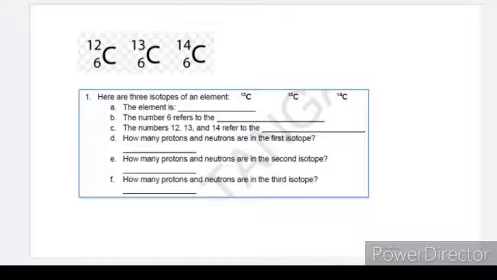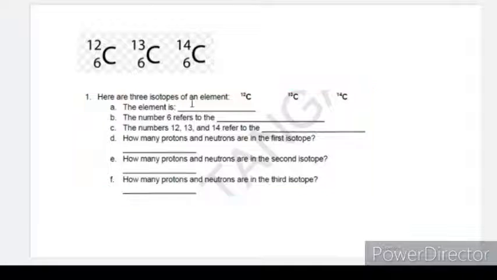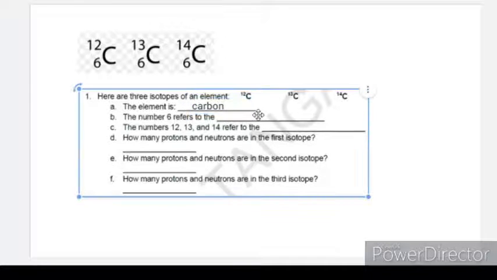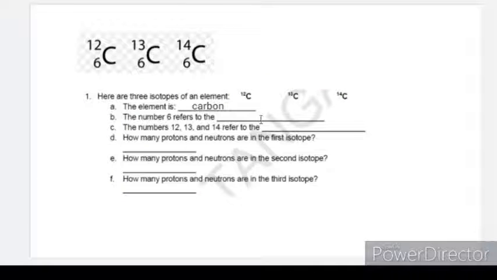How do we answer now the following questions? Letter A, the element is, for this case, carbon. The number 6 refers to the atomic number or the number of protons. Next, the numbers 12, 13, and 14 refer to the mass number.